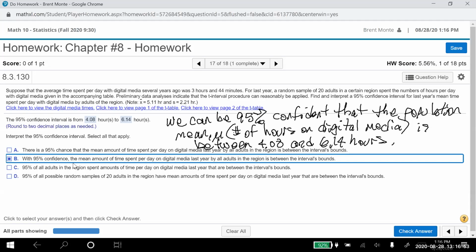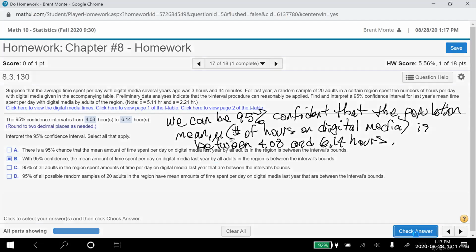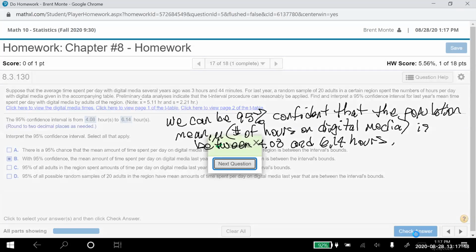I will be perfectly honest with you. When I read A, there's a 95% chance that the mean amount of time spent per day on digital media last year by all adults in the region is between the interval's bounds, I don't see a big difference between A and B. I will tell you, however, I do know that when we word it, we should be saying that we're 95% confident. So I'm going with B, and we'll check our answer. So B is right. So that's my hint to you. The author, especially in this book, likes to word it, hey, with 95% confidence, blah, blah, blah. That is the standard way of wording it. That's typically what they're going to use there.